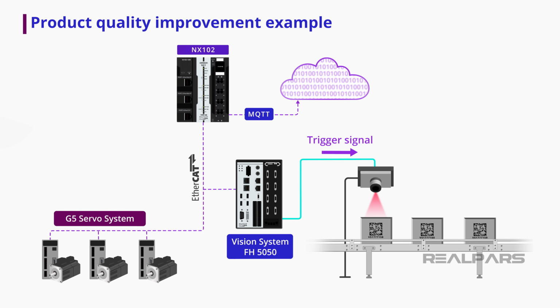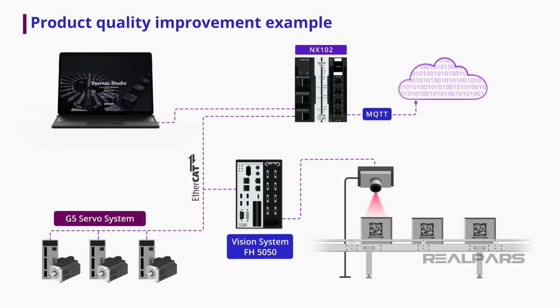The vision system triggers the camera and the strobe light, and the camera image is passed back to the vision system. The FH5050 processes the image and decodes the 2-dimensional code. Once the 2-dimensional mark has been decoded, the code value is sent back to the NX102 controller. Okay, now it's time to access cloud resources. The NX102 controller sends the decoded data to the cloud using the MQTT protocol.